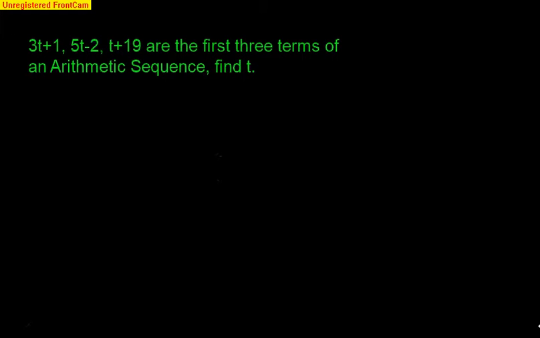Here's an arithmetic sequence problem. We've got the first three terms of an arithmetic sequence. So there you are: 3t plus 1, 5t minus 2, and t plus 19, and we have to find t.